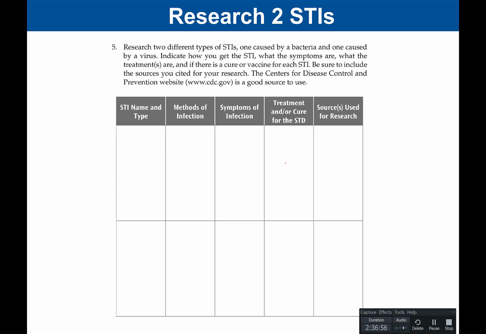Sources used for your research. So the Center for Disease Control, the CDC, is a good source to use. Make sure you're not using sources like Wikipedia. That is not a reliable resource. Mayo Clinic might be a good one to use, CDC, possibly the World Health Organization, etc. Make sure it's a reputable source and cite where you got your information from. And so again, one should be bacterial, one should be viral, and you need to fill out both rows, one for the bacterial and one for the viral. And so again, be specific. Don't just say sex, don't just say antibiotic, be specific.